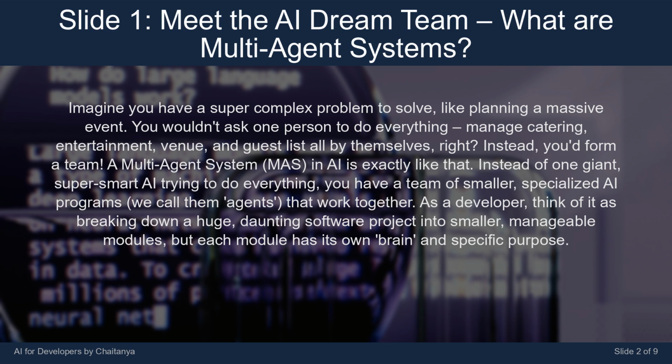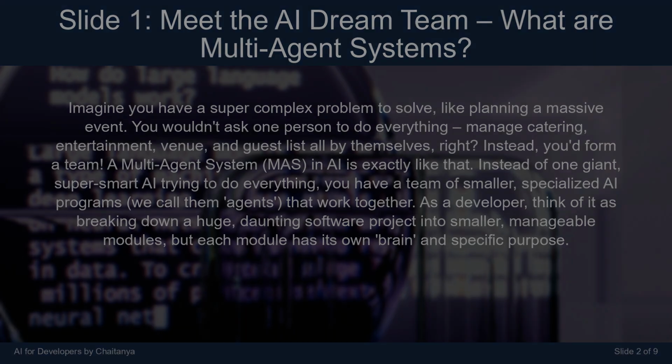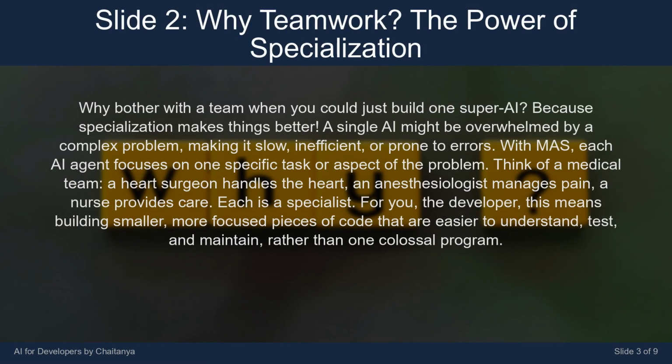As a developer, think of it as breaking down a huge, daunting software project into smaller, manageable modules. But each module has its own broad and specific purpose. Why bother with a team when you could just build one super AI? Because specialization makes things better. A single AI might be overwhelmed by a complex problem, making it slow, inefficient, or prone to errors. With MAS, each AI agent focuses on one specific task or aspect of the problem.